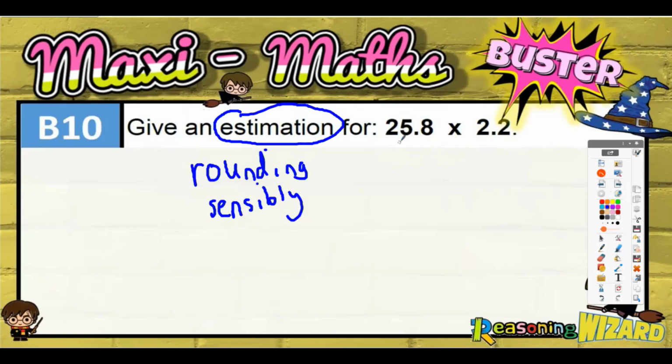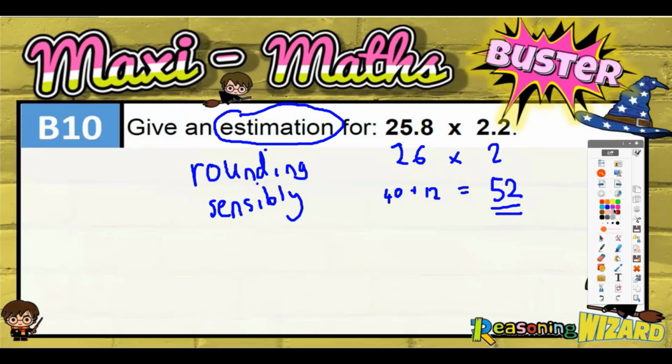So one option would be to round 25.8 to 26, and then round 2.2 to 2. 26 times 2, so double the 20 is 40, and double the 6 is 12. We're doing this in our heads. So double 26 is whatever 40 plus 12 is, and 40 plus 12 is 52. So one sensible estimate would be 52.